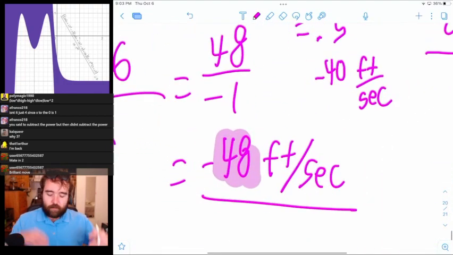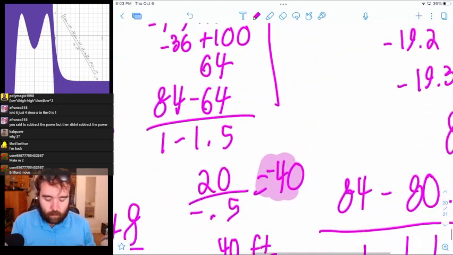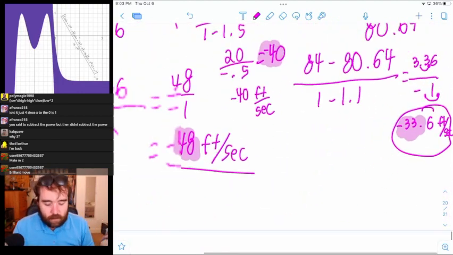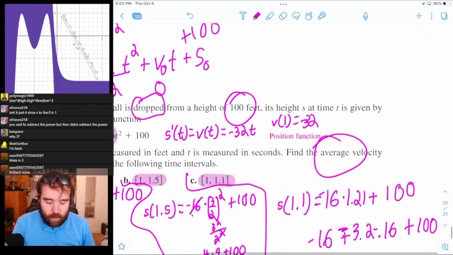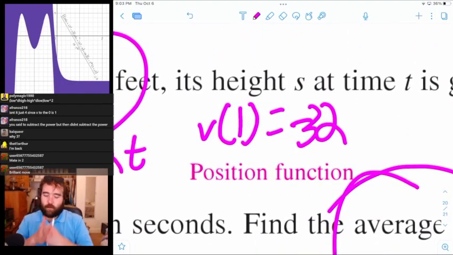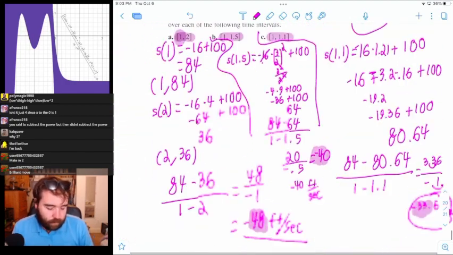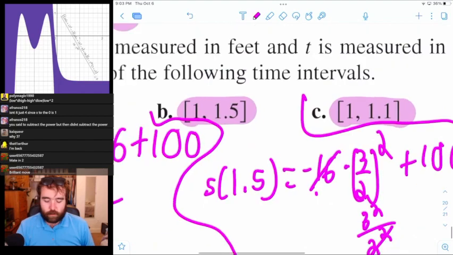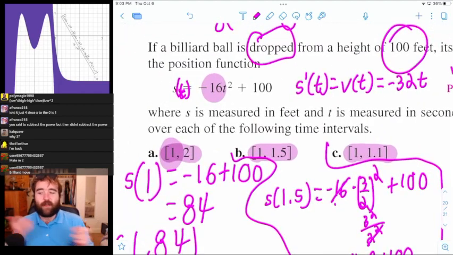That it goes from 48. We look a little more specifically, 40. A little more specifically, 33.6. And then we go right on, and it's 32. So you see how it gets closer and closer to 32 as that time interval gets closer and closer to instantaneous. So that's a pretty cool example.